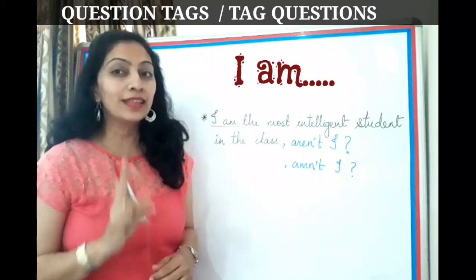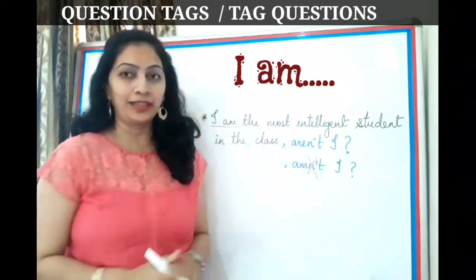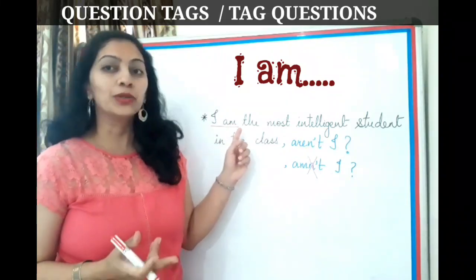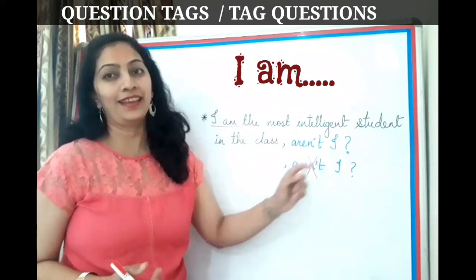Well, there is nothing like amn't I. There is no word like amn't I. So whenever you have I am in the statement, you will always have the question tag as aren't I.